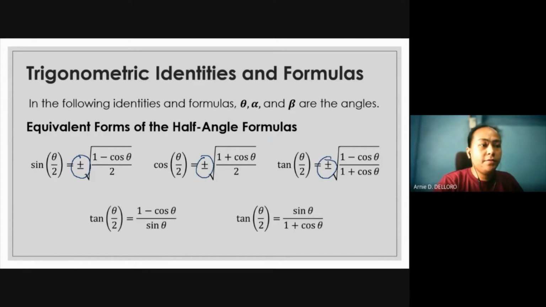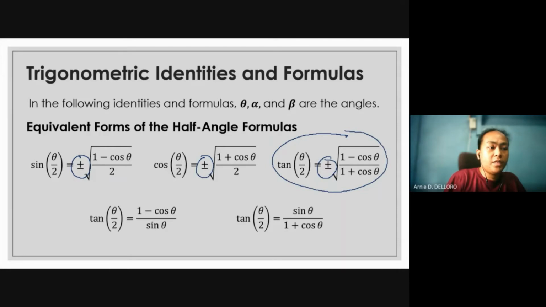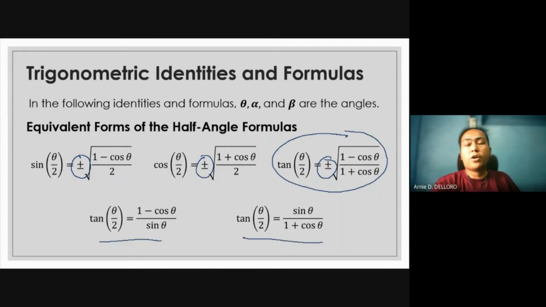We also have tangent. Then, by manipulating the formula for tangent, we have the following. When we manipulate this formula, we'll have these two as alternative formulas to determine the exact value of tangent theta over 2.